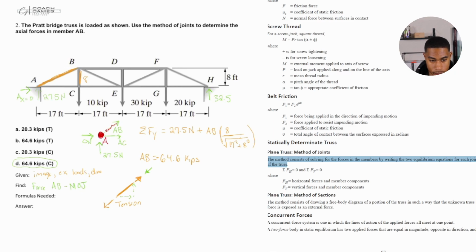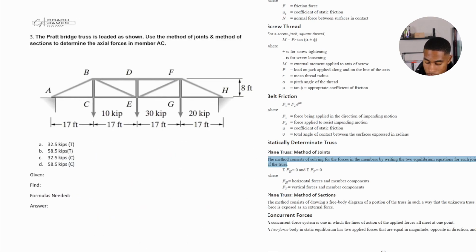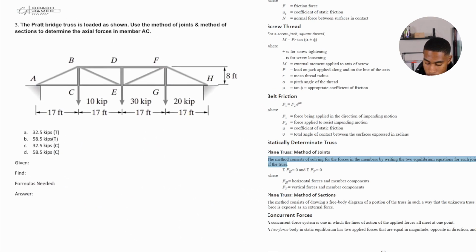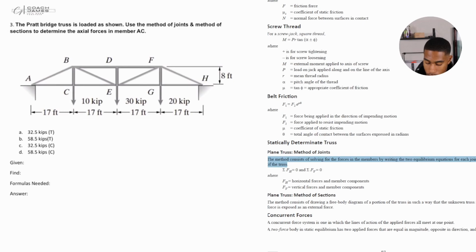Alrighty. Let's look at number 3. It says the Pratt bridge truss is loaded as shown. Use the method of joints and method of sections to determine the members in AC.